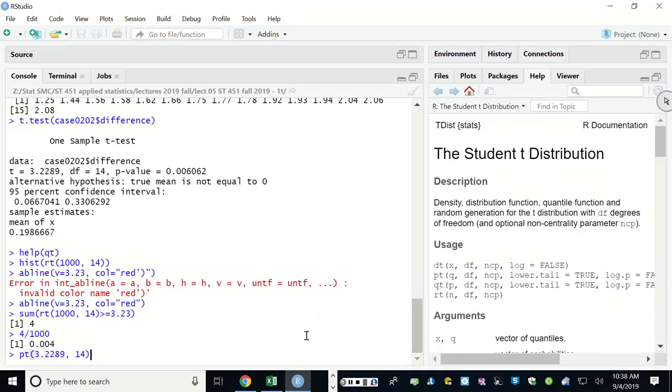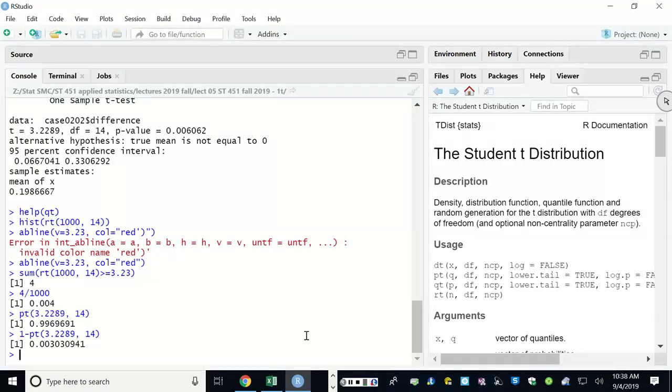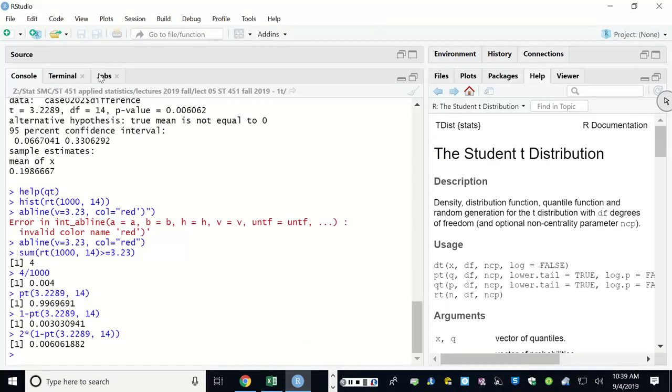Right. So the probability you're less than or equal to that is this one. 1 minus that is 0.003. But if we're doing a two-tailed test, we take 2 times that tail area. So 0.006 is where that comes from. Right, so Hattie's question, right?